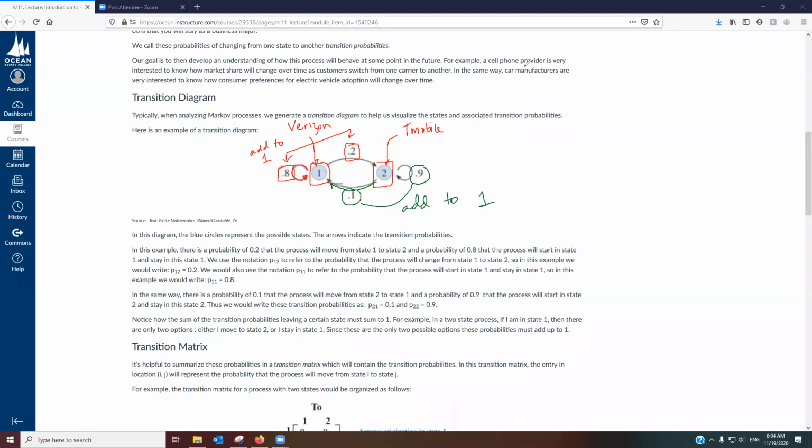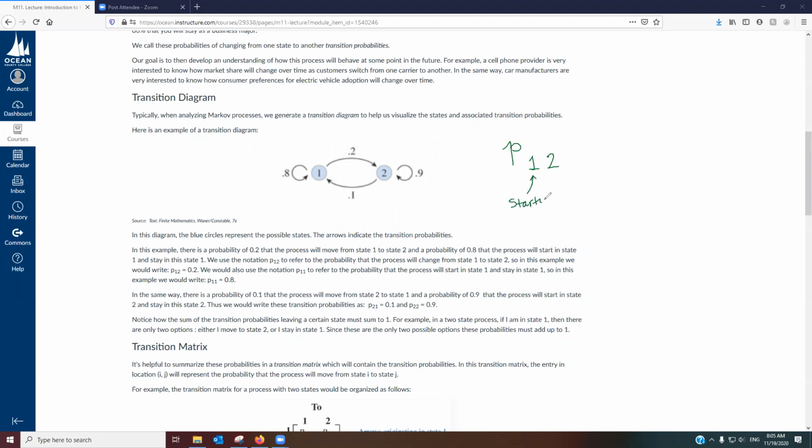Now, there's some labeling that goes on here. So let's talk about how to label these probabilities. What you do is you label these by writing down the state you're in and the state you'll transition to. So if I write P subscript 1,2, this means this is the probability of starting in state 1 and ending in state 2. Well, really, that's this number right here, right? Because this is the probability of going from state 1 to state 2.